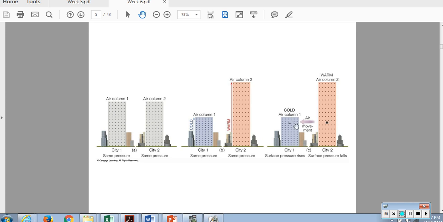Once that air movement begins, then that's going to take some of this air out of this column and put it into this column. So what happens at the surface, now there's going to be less weight in this column, so that's going to drop the pressure here, and then you're going to put more weight, more rows of dots into this column, and that's going to increase the pressure there. So ultimately that's what you start to get when you heat the surface.